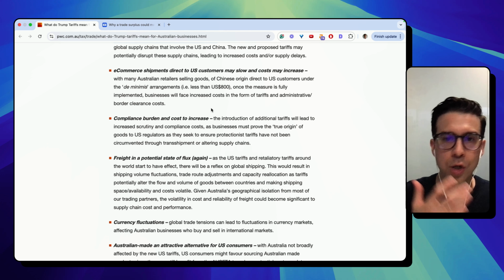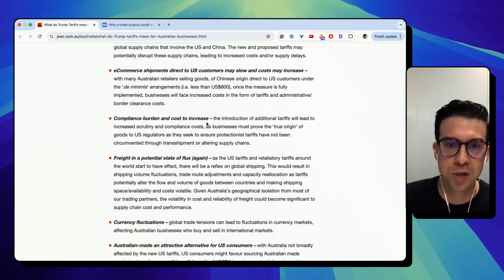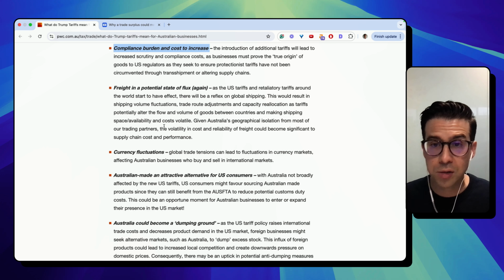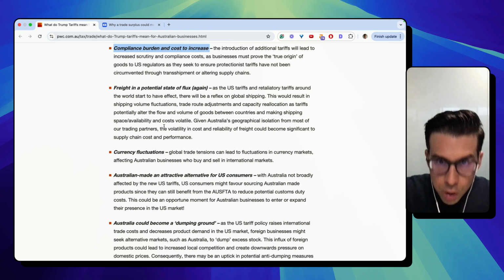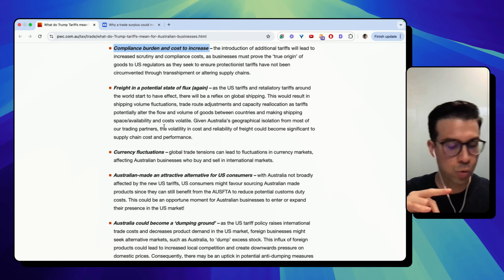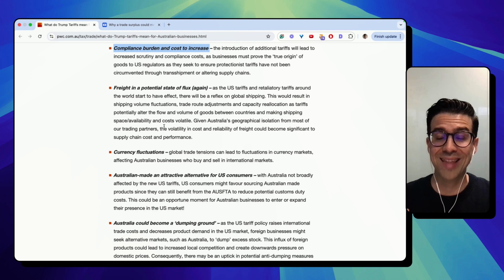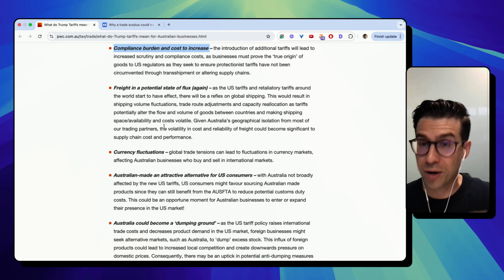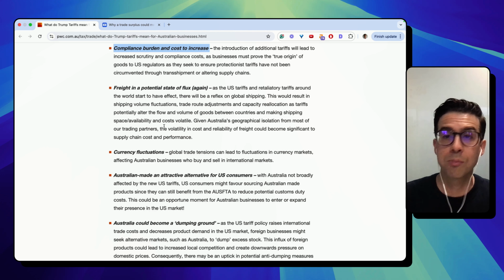Now, generally, we're seeing this inflationary impact broadly. E-commerce shipments may slow and costs increase, compliance burden and costs increase. Freight is in a potential state of flux, so we may see an impact on global shipping. If we categorize all of those, the general sense is it's going to lead to increased costs and delays in the supply chain. I think we can summarize it like that, which will have an impact for Australian businesses that rely on intermediate goods as part of their process. So they're importing intermediate goods, and domestic businesses that rely on that will see imported inflation.